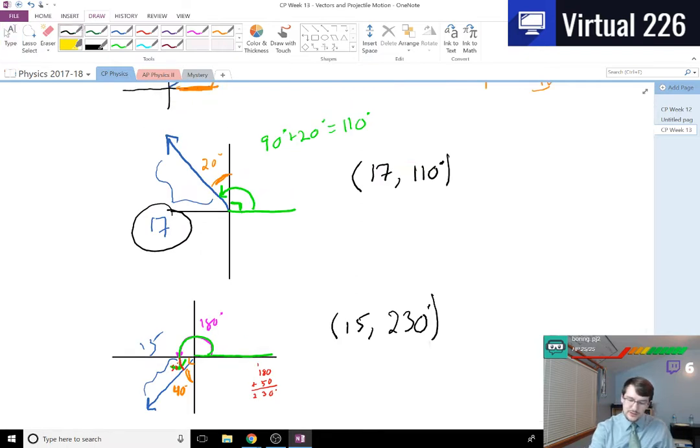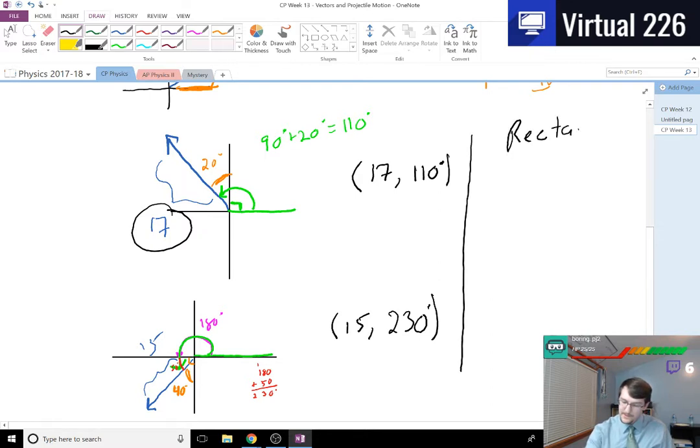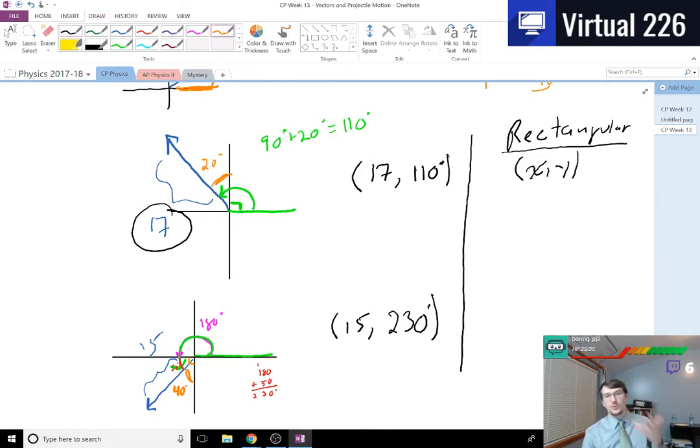The other big notation for us is rectangular. And rectangular is very similar to what we've always seen in math class, just x comma y. Basically what we're trying to do is break up these two vectors into their x and y components.